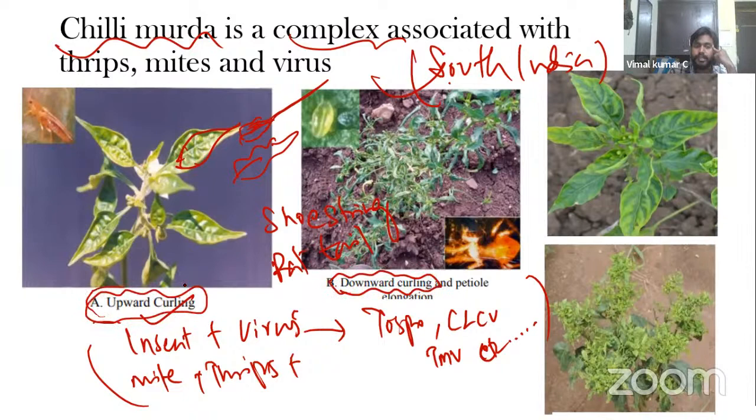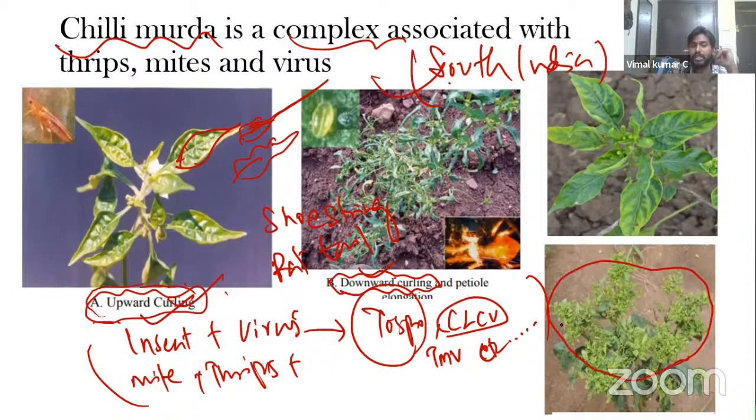If it is chili leaf curl, it will be upward curling. If it is mite, you can see downward curling, and you can see a silvery color on the downward curled leaf also. Thereafter there will be slight mosaic or ring spot if it is infected early by Tospovirus, and you can see bunching of the top leaves because of leaf curl. These are the complex or syndrome which we see in chili murda complex.